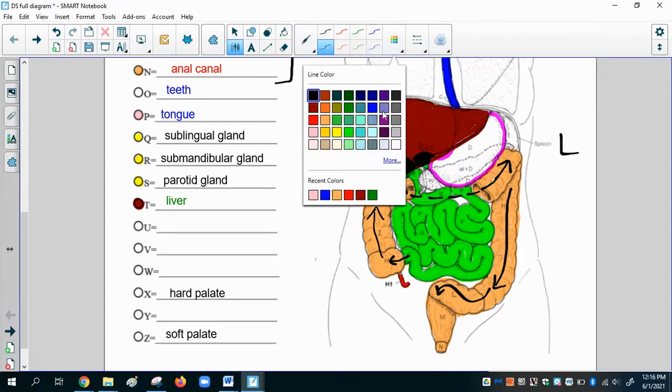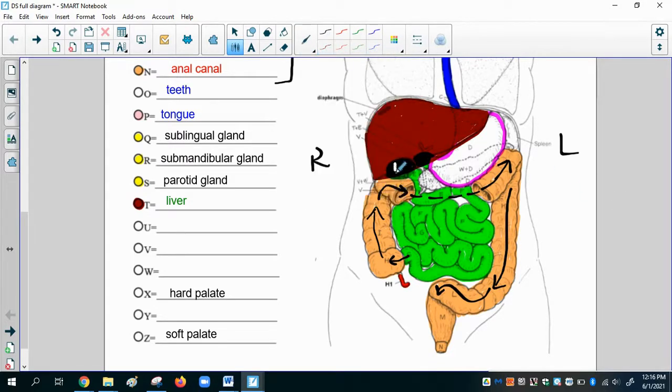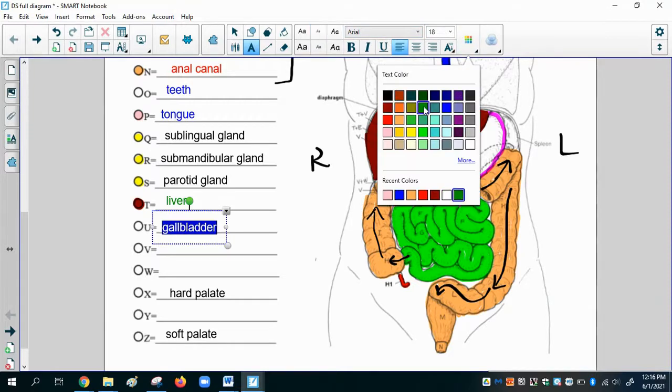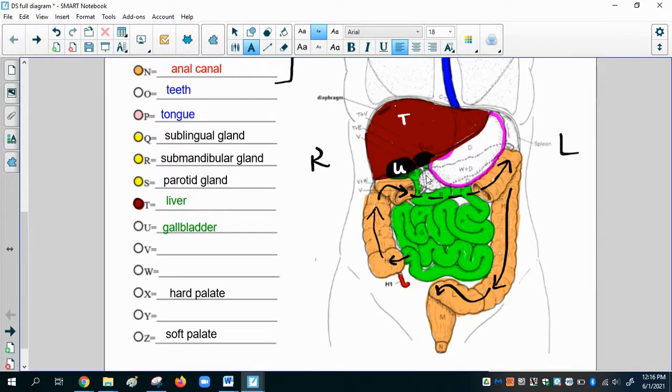So actually, I'm going to do something a little different here and make sure that we still know that this is letter U and this is letter T. But that pouch, letter U, is the gallbladder. The gallbladder stores the bile, and then when we need it, it pushes the bile through these tubes into the duodenum. Sometimes people get what's called a gallstone as the bile in the gallbladder gets really hard and concentrated into like a little rock, and it gets stuck in this tube. That can be life-threatening if it's not taken care of.